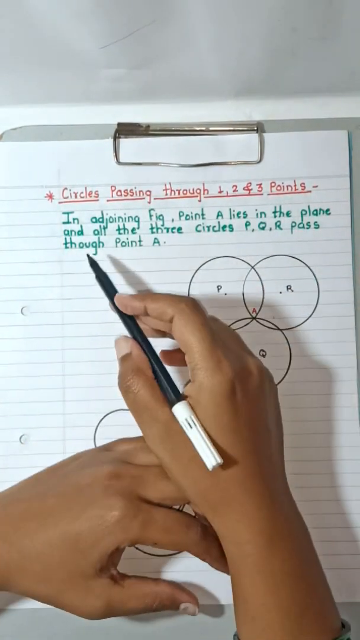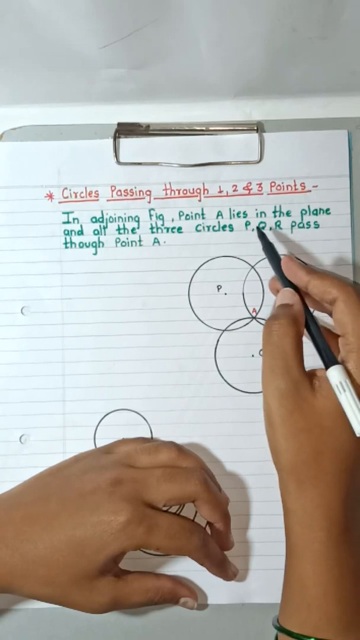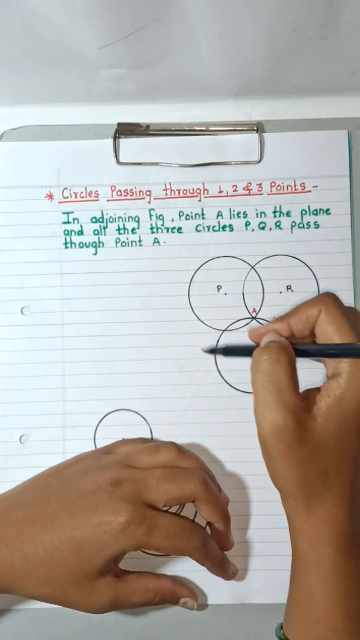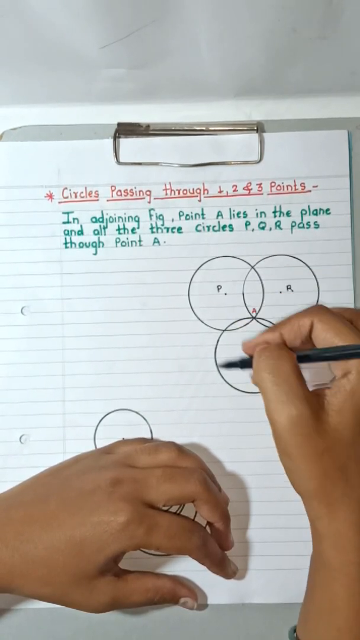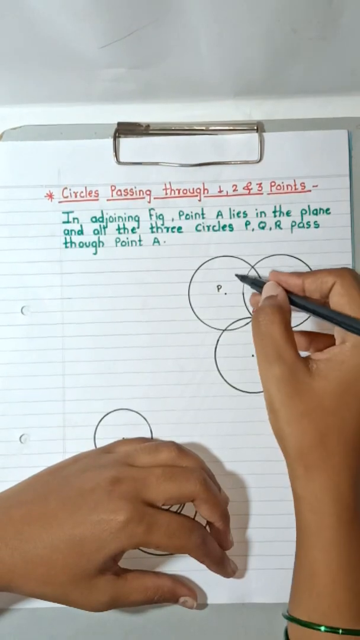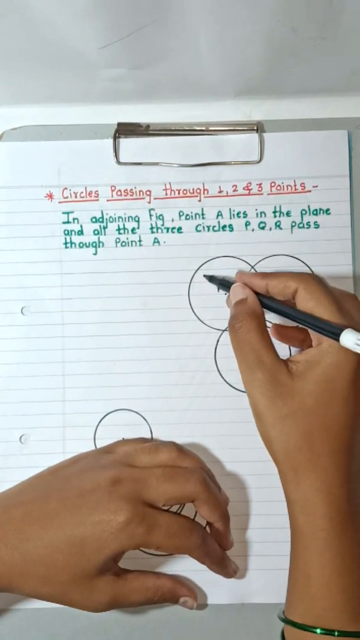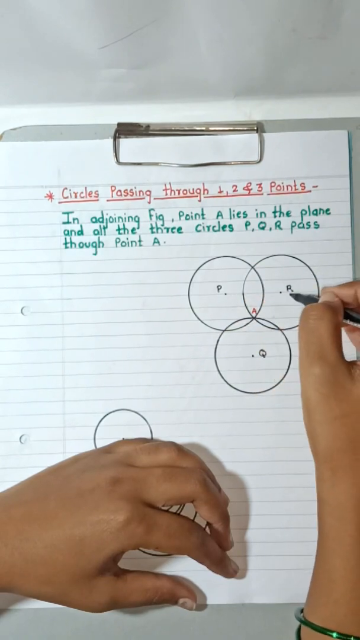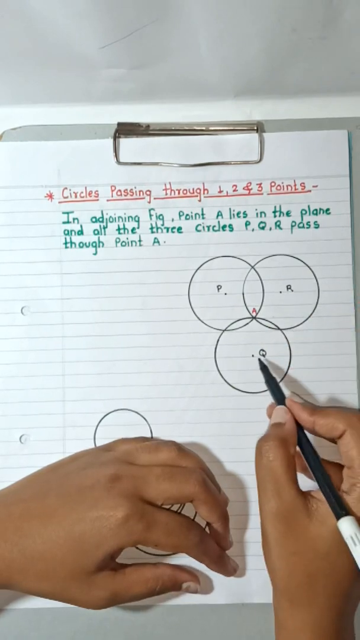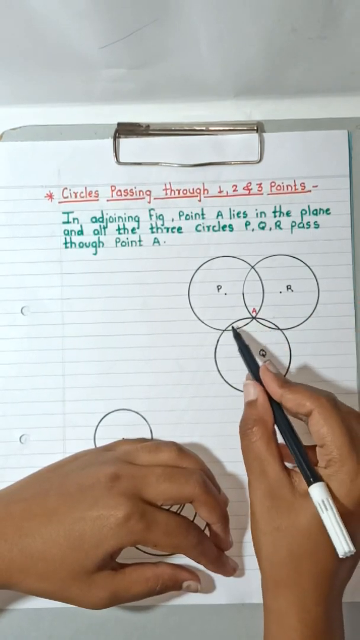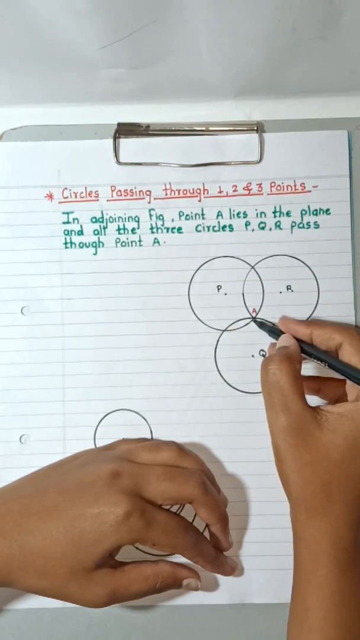Now children, you can see here the next point is circles passing through 1, 2 and 3 points. Now in this adjoining figure, point A lies in the plane, and all the 3 circles are passing through point A. The circle with center P is passing through point A, the circle with center R is passing through point A, as well as the circle with center Q is also passing through point A. Means all these 3 circles meet at point A.